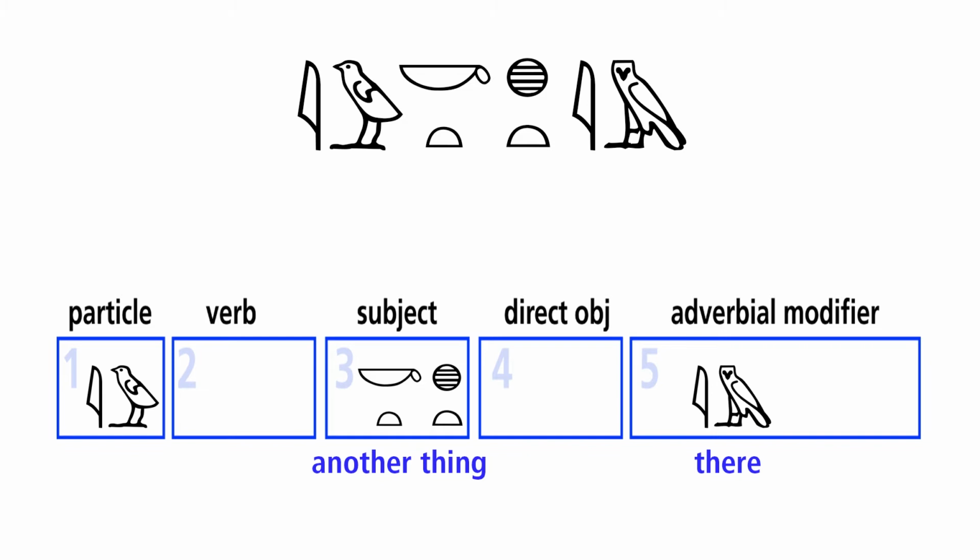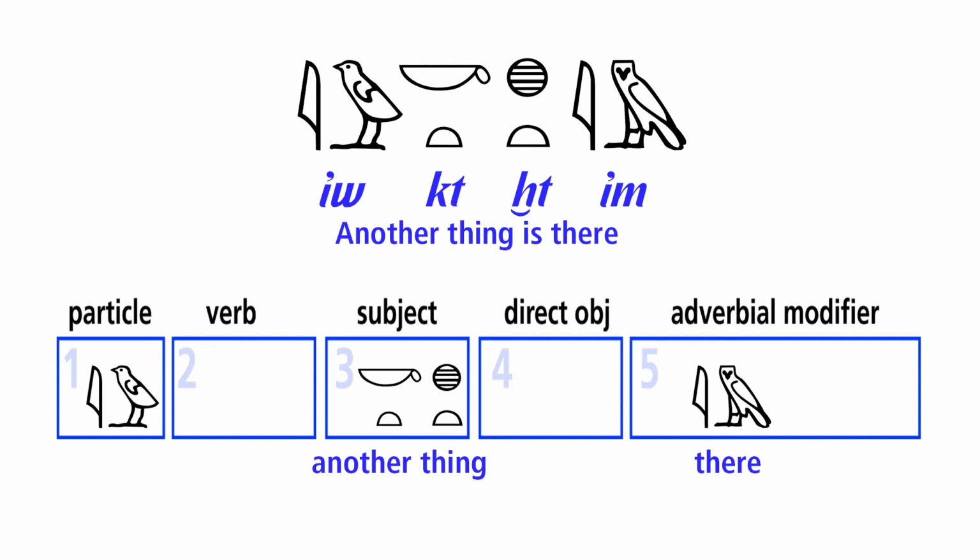Now, something a little different is happening in slot 5. We've mentioned that slot 5 for adverbial sentences needs to begin with a preposition. And in this case, that is still true. The word im, meaning there, therein, therefrom, is actually derived from the preposition m, in. So the preposition is actually built into the word itself. So the sentence translates, another thing is there. Or literally in there.